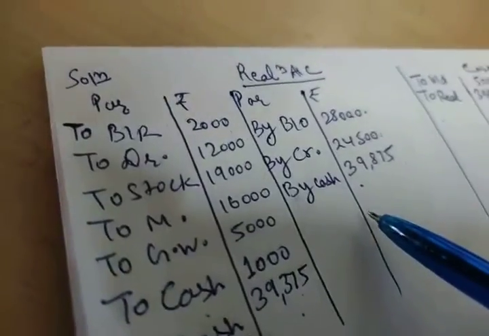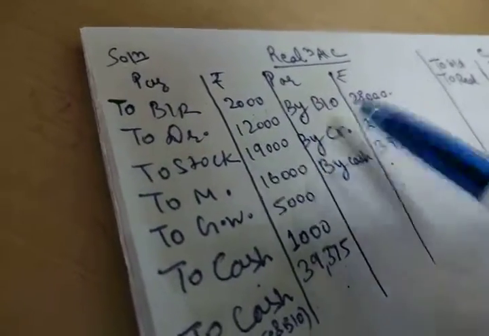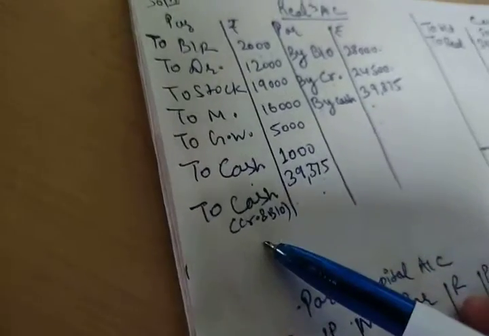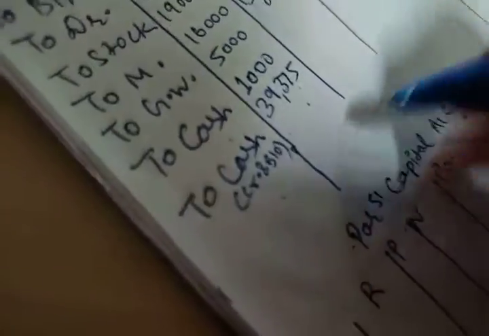Fine. Now we need to close your realization account because we have taken the assets, we have taken the liabilities, and we have got the realization amount of assets, and we have made the payment to your outside liabilities also. So if I am going to make the total, okay, just give me a moment.